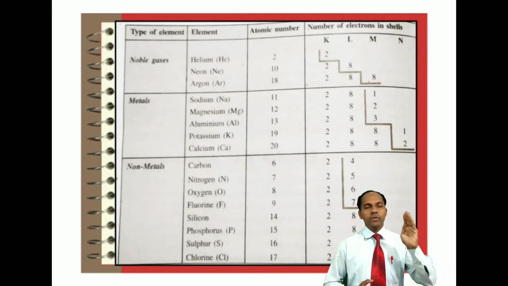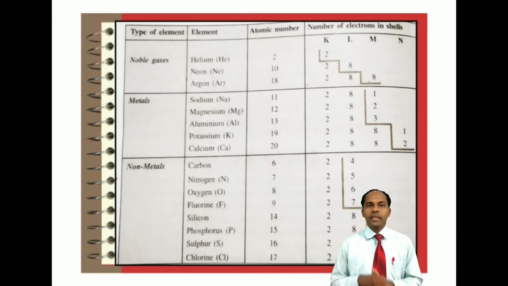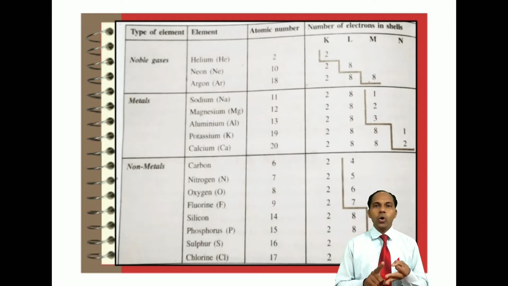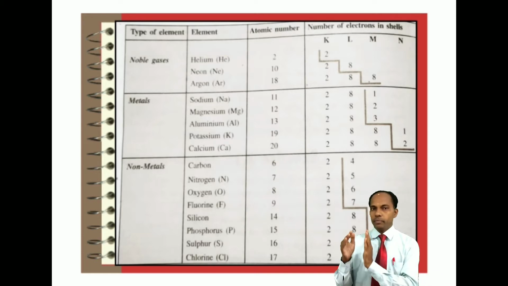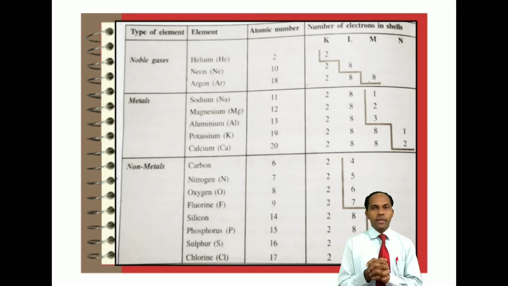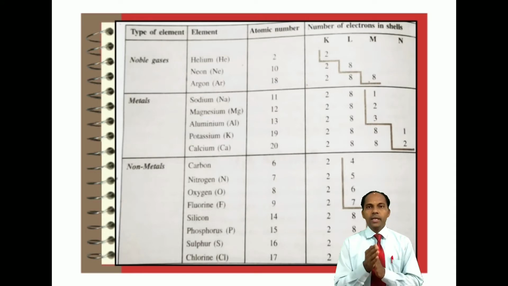If you think about metals, they have 1 or 2 or 3 electrons in their outermost shell. And just before inert gases, the non-metals are present. They have 5 or 6 or 7 electrons in their outermost shell. And totally, if we think about noble gases, metals and non-metals, noble gases are chemically inactive and they have 8 electrons in their outermost shell.